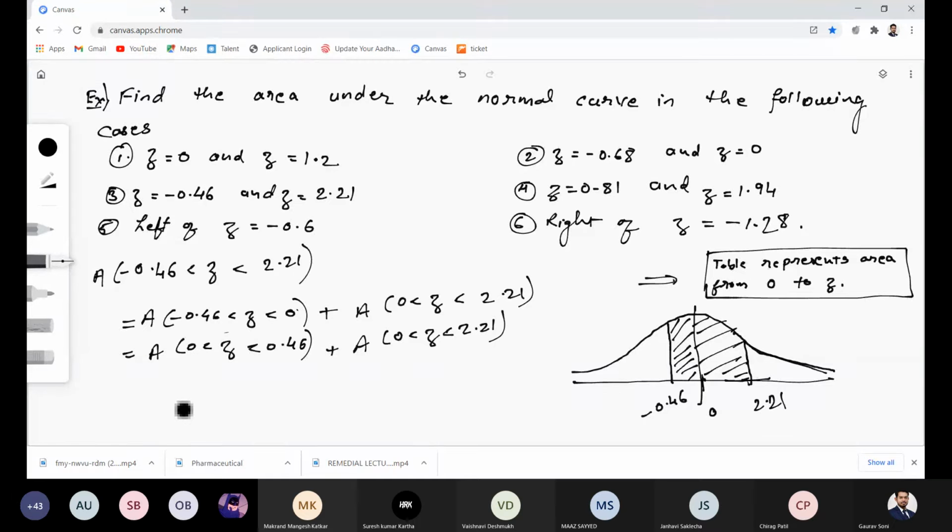So for 0 to 0.46, that is 0.1772, plus 0.4865. So this is equal to 0.6637.